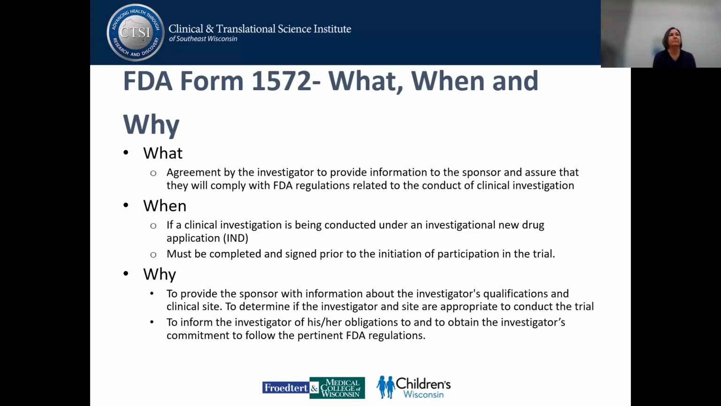So the why. The why is to provide the sponsor with the information about the investigator's qualifications and the clinical site, and to determine if the investigator and the site are appropriate to conduct the trial. And furthermore, it's to inform the investigator of his or her responsibilities and obligations, and to obtain the investigator's commitment to follow the pertinent FDA regulations.